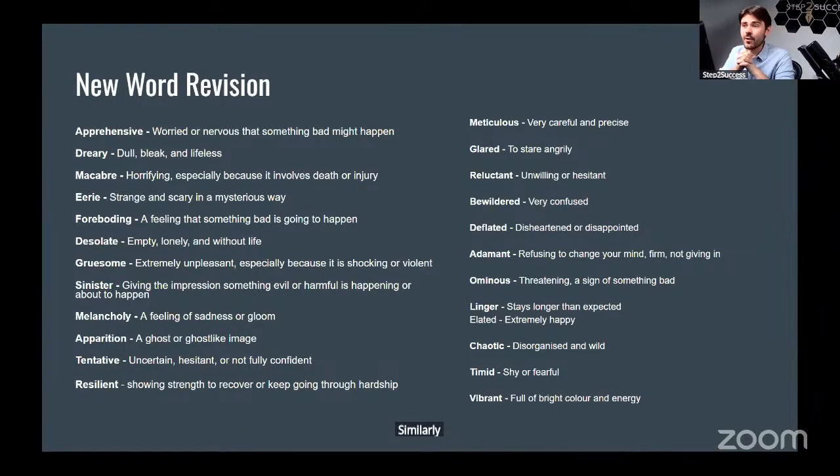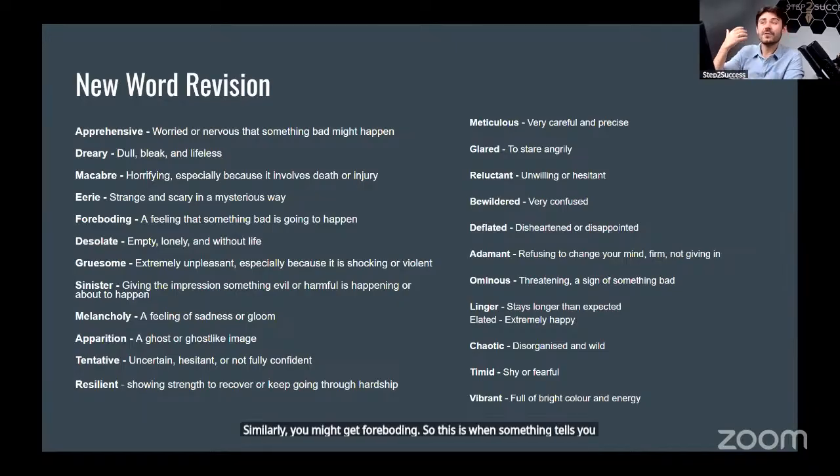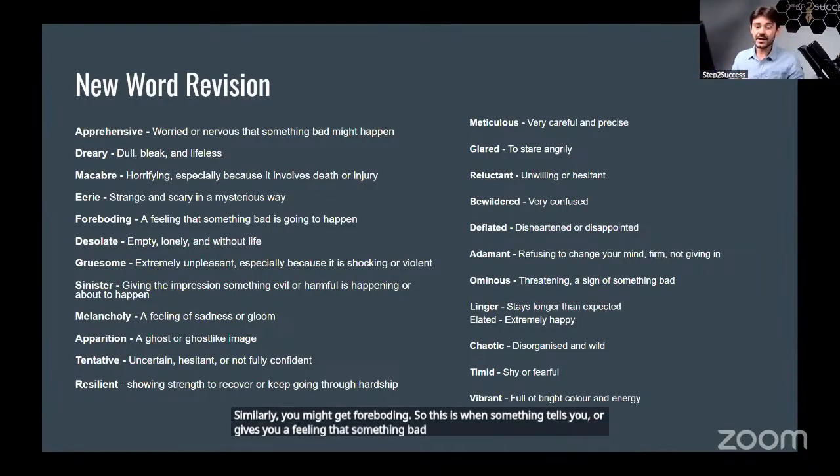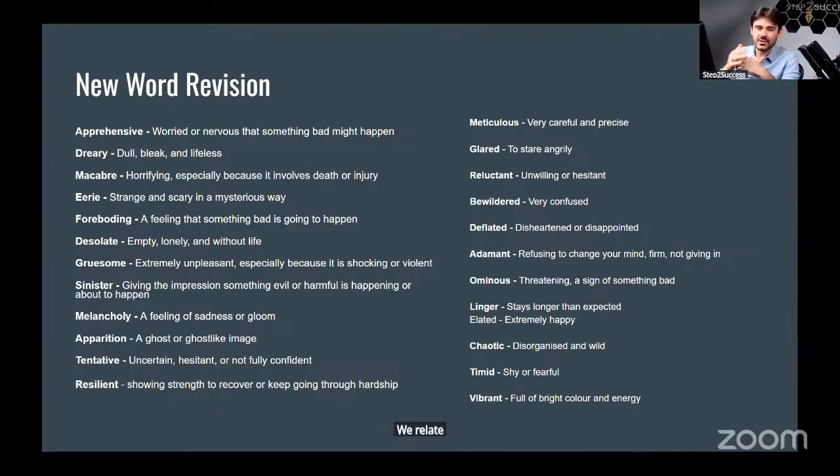Similarly, you might get foreboding. So this is when something gives you a feeling that something bad might happen later down the line. Sometimes we relate this to settings. So again, if I had a gloomy sky, I could say that is foreboding, that it's giving me the sense that I'm not going to have a very good day, or that something bad is going to happen to me later in the day.